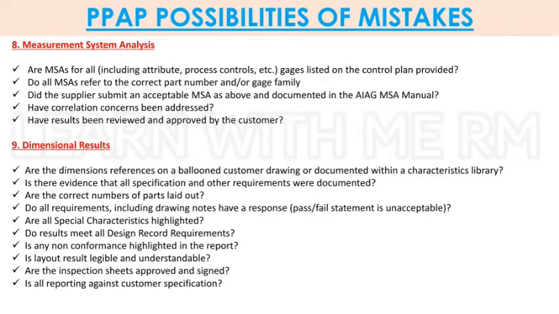9. Dimensional results. Are the dimensions referenced on a ballooned customer drawing or documented within a characteristics library? Is there evidence that all specification and other requirements were documented? Are the correct numbers of parts laid out? Do all requirements, including drawing notes, have a response? Pass/fail statement is unacceptable. Are all special characteristics highlighted? Do results meet all design record requirements?